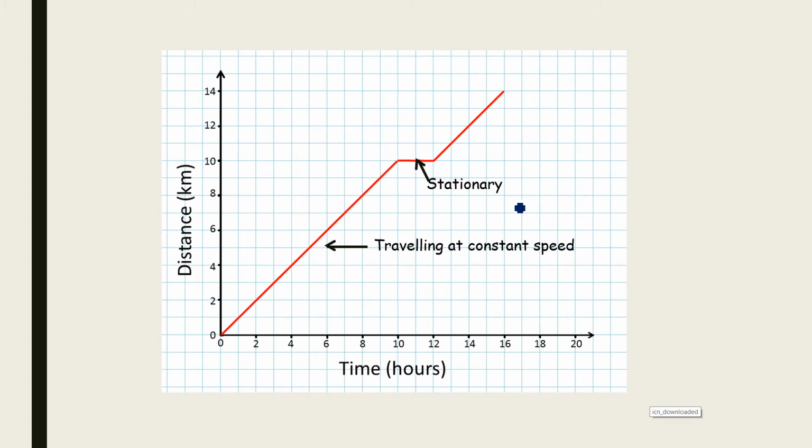So until now we have two rules. When the graph is straight like this one, the car is moving with constant speed. When it's flat, horizontal, the speed is 0. The car is not moving anymore.